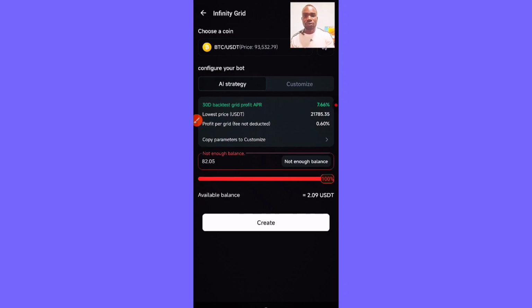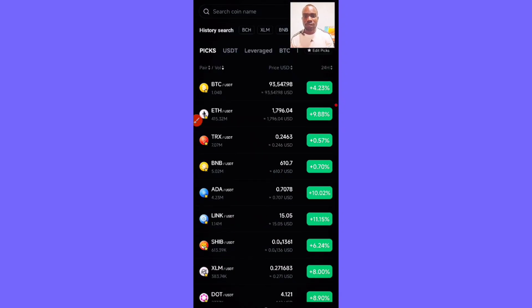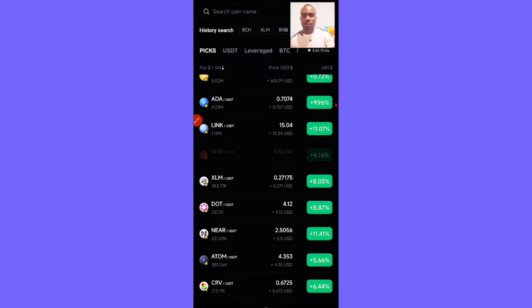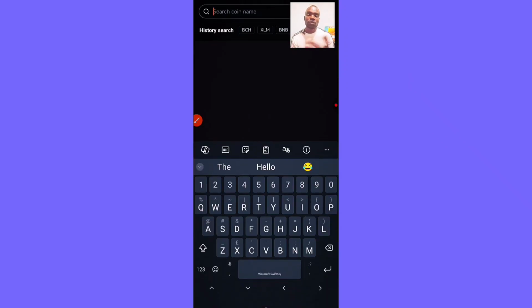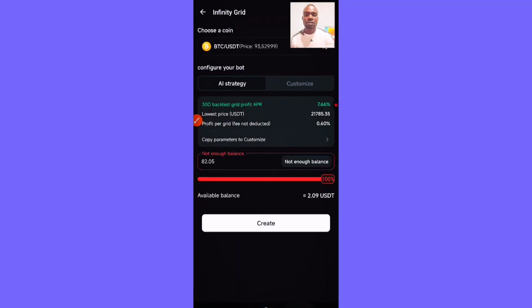Then you choose your coin. By default, mine is showing BTC because I recently created an Infinity Bot on BTC. We have all these coins, or you can search for the token that you want to create an Infinity Grid Bot on. This is just a demo, so I'll just use the default one, BTC here.